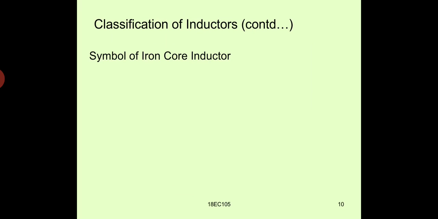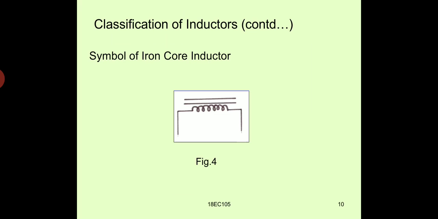Now let us see the symbol of the iron core. Here you can see. In the symbol we can see that next to the coil we are drawing two parallel lines, which is actually indicating the iron core.